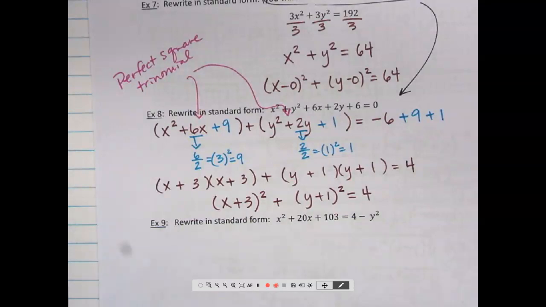Does that ring a bell now that you've seen it? Do you remember doing that in Algebra 2? Okay, some yeses. Any questions on that?